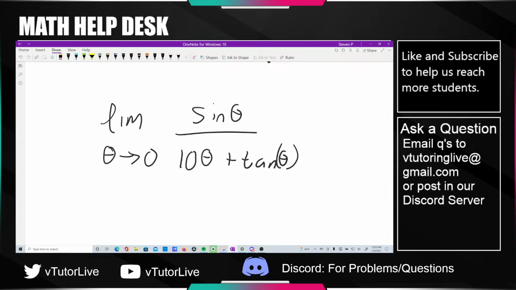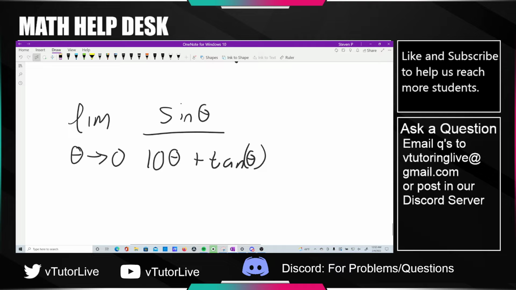So the key here is to divide everything by sine. The reason I'm motivated to do that is because tangent is really just sine theta over cos theta. And we remember the identity: the limit of theta over sine theta as theta goes to 0, do you know what this is? This is one of the key tricks in early calculus.